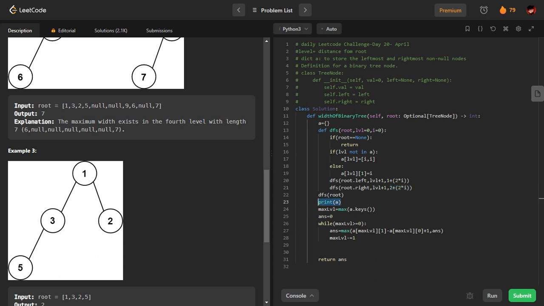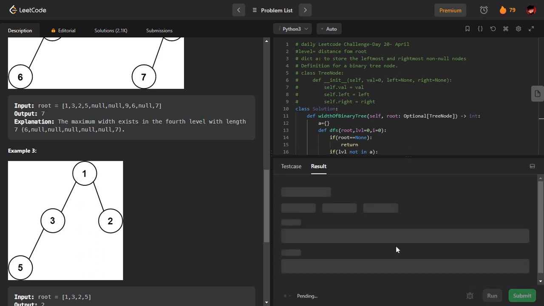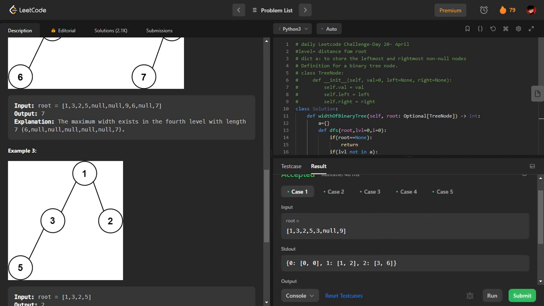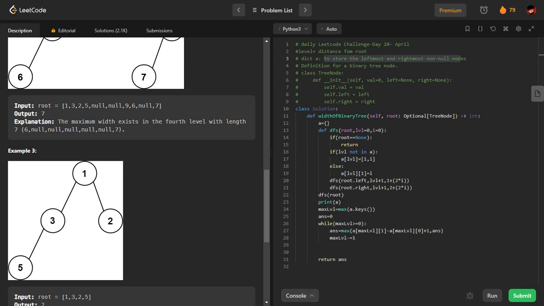Then comes the very important part. This is how my data structure will look, the dictionary which I'm using. You can clearly see a dictionary. It will store the leftmost and rightmost non-null nodes for every level. The key is the level here. Any of these levels could contribute to the answer. For each level, I have the leftmost non-null node and the rightmost non-null node. They could be the same as well. So let us see what happens.